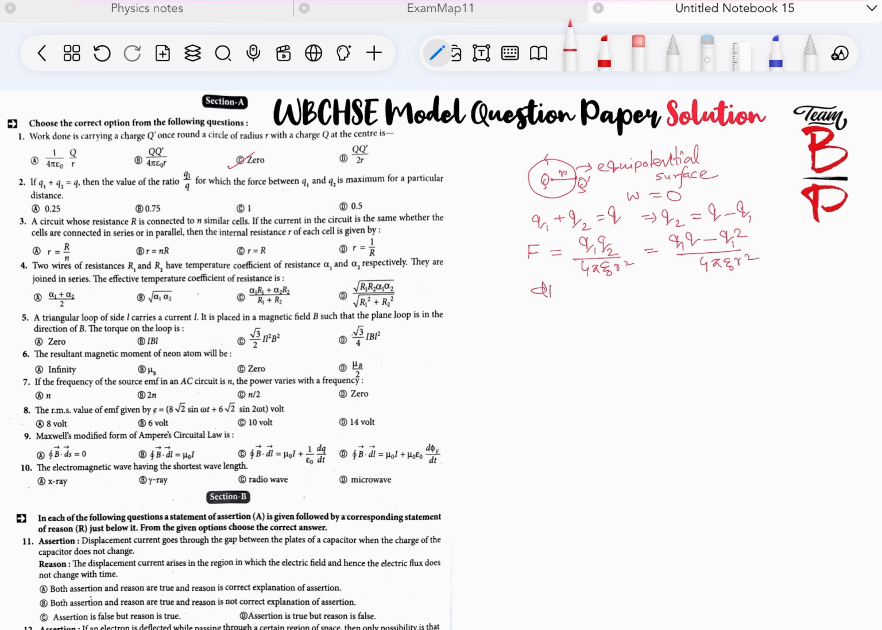So then for maximum force, dF by dQ1 will be 0. So we can write Q minus 2Q1 equal to 0. So we can write Q1 by Q will be half, means 0.5. So 0.5 will be the right answer.